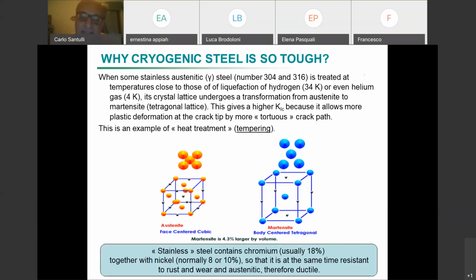Failure is delayed means that the material becomes more ductile. It was tough already, but it becomes also more ductile, and it's able to withstand also low temperatures. At low temperature, this is very useful because it delays fracture.